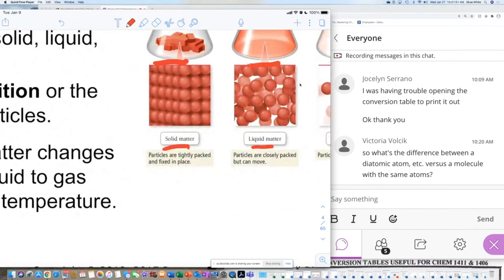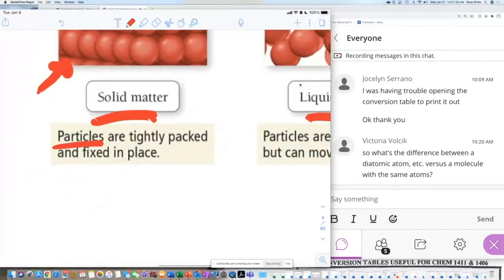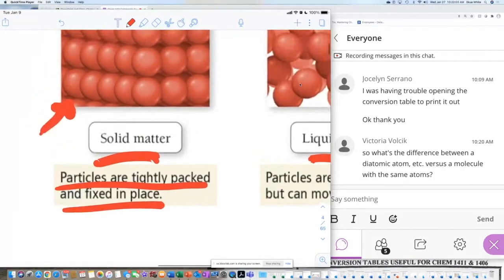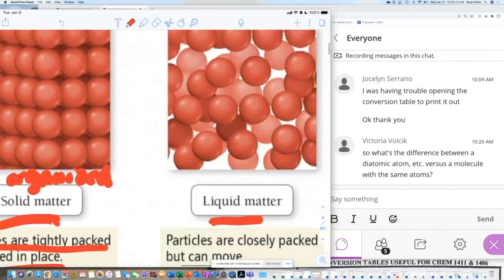The solid matter shows you the particles in here. These particles are organized very closely together. They're tight. You can see right here, they're tightly packed in space. They're so organized. Look at that. Very organized in space.